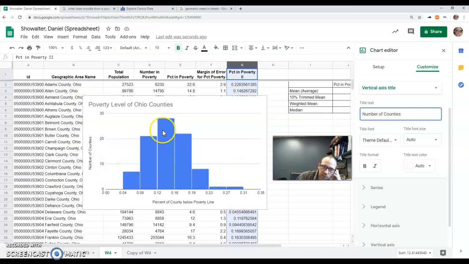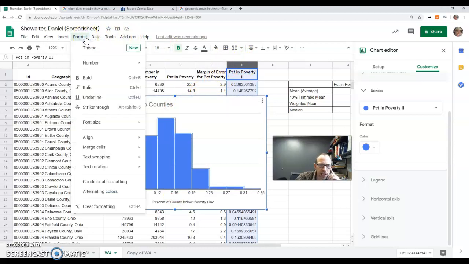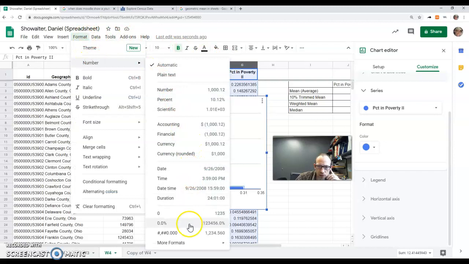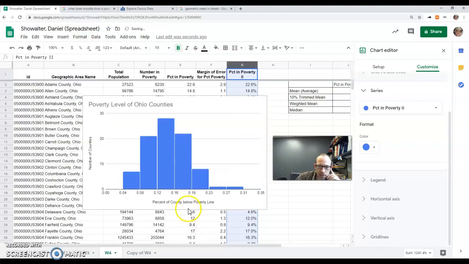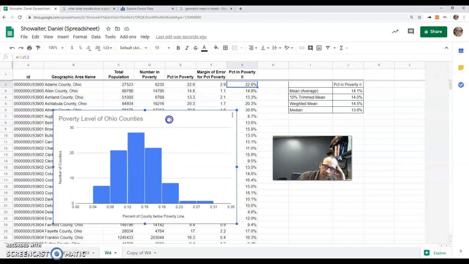So for example, this bar right here, which is almost at 30, maybe it's 28, that tells us that 28 of Ohio's counties have poverty rates between 12% and 16%. And I'm curious, if I click on this now and change that format to a percent, okay, yeah, Google Sheets sees these decimals and the percents as the same, so it doesn't change that. But this gives us a nice visual on what's going on.